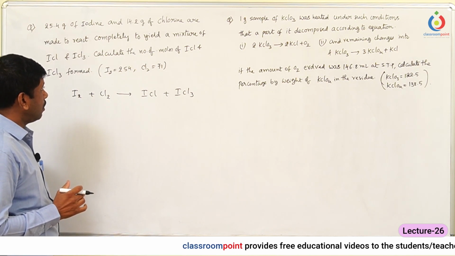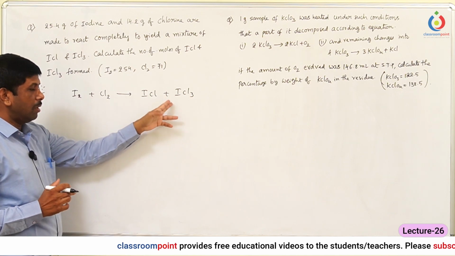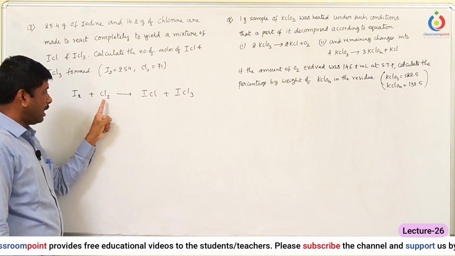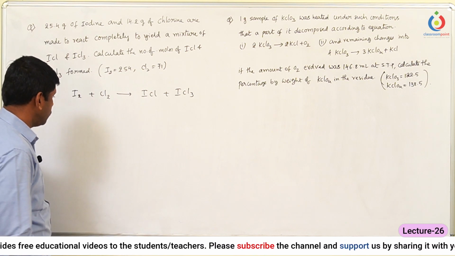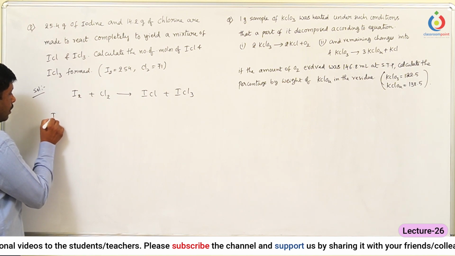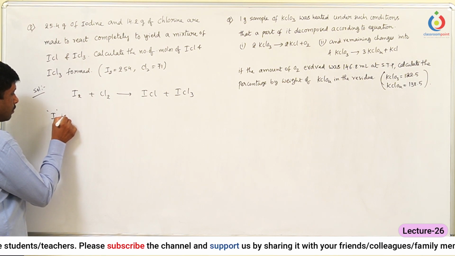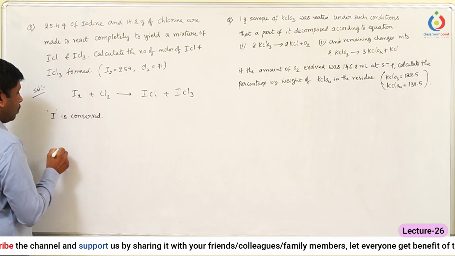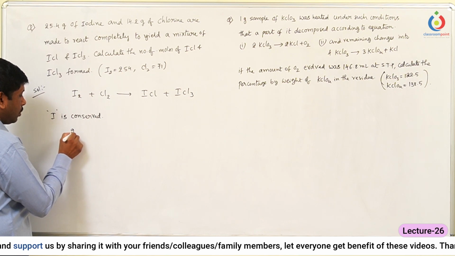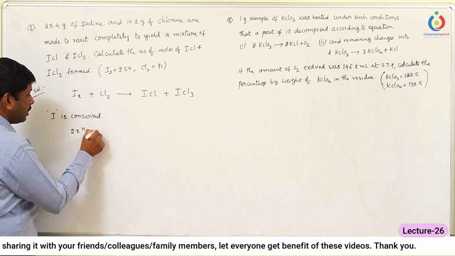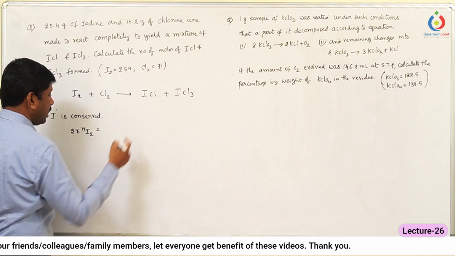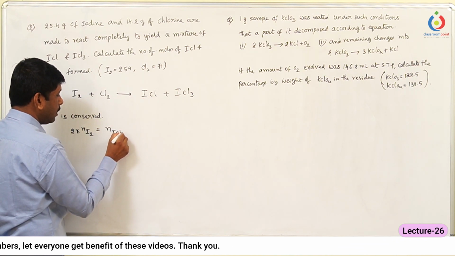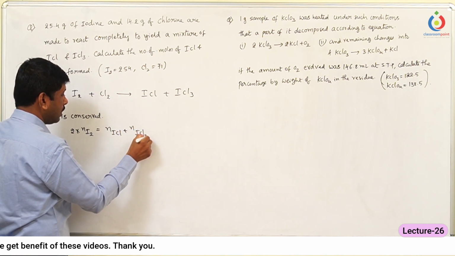This question has to be solved because we have to calculate both compounds' moles. So one time we have to consider iodine is conserved, and the second time we have to consider chlorine is conserved. First I am considering iodine is conserved. So here 2 atoms are there. So 2 into number of moles of iodine is equal to, iodine is present in both compounds, so everywhere 1 is present, number of moles of ICl plus number of moles of ICl3.